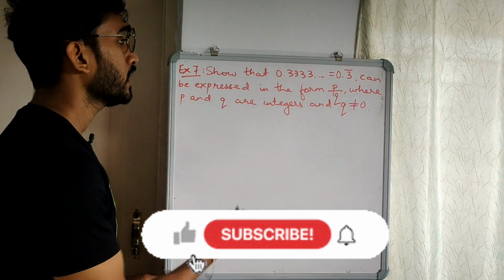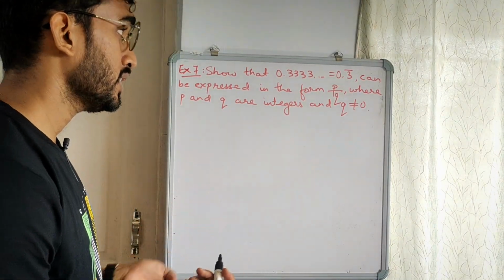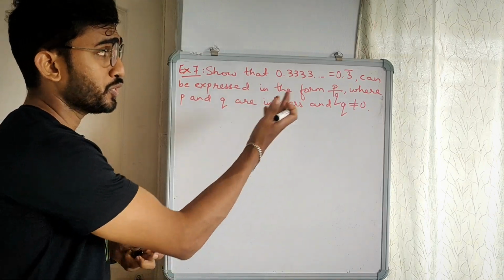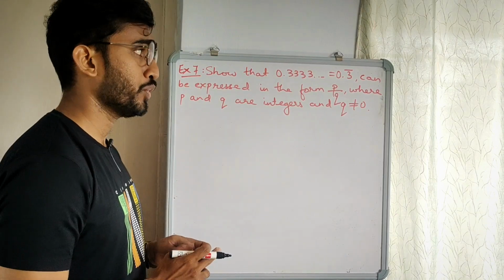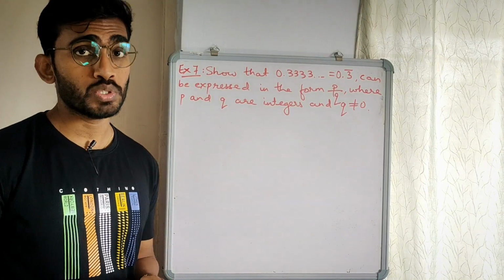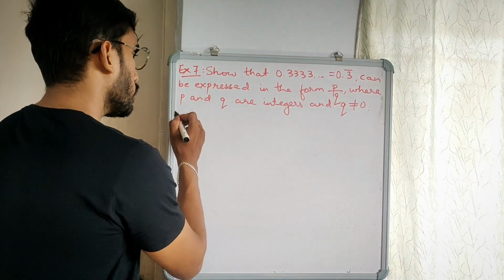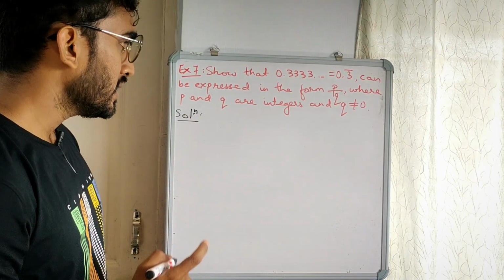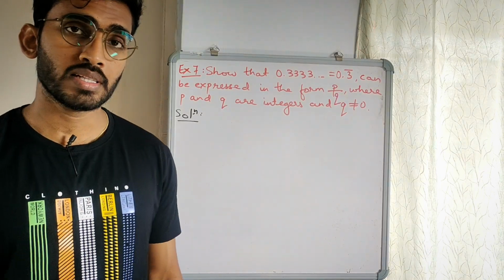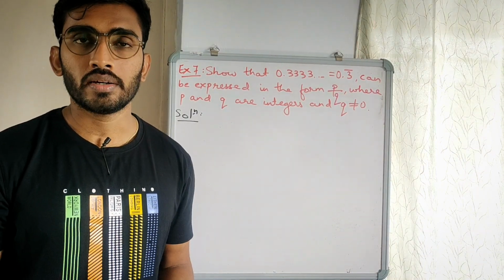Example number 7. Show that 0.333..., which is 0.3 bar, can be expressed in the form p by q, where p and q are integers and q is not equal to 0. So, for the solution, see that this number is not terminating. This is non-terminating recurring.